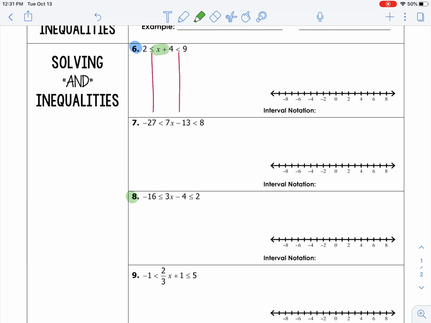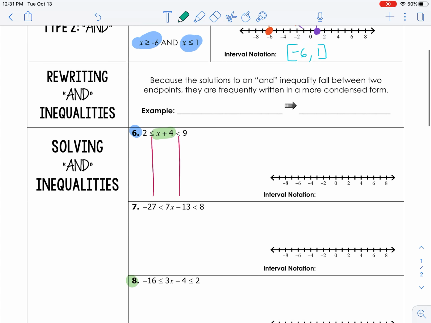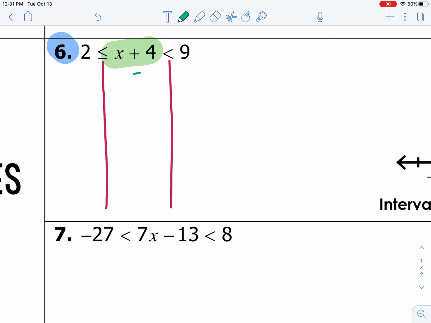We solve the middle. Here's the middle. This is what we need to solve. So I need to move the 4 away from x. How do I move the 4 away from x? I subtract the 4. Now, why is this a three-headed dragon?